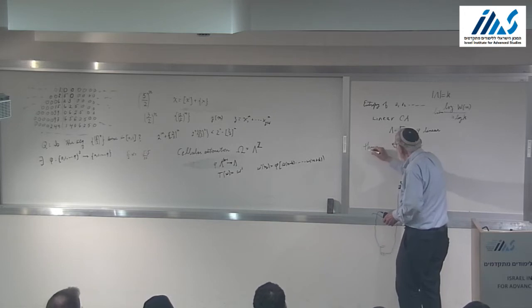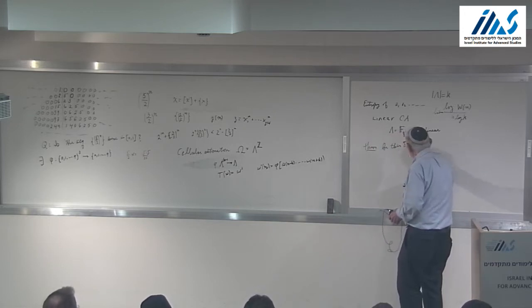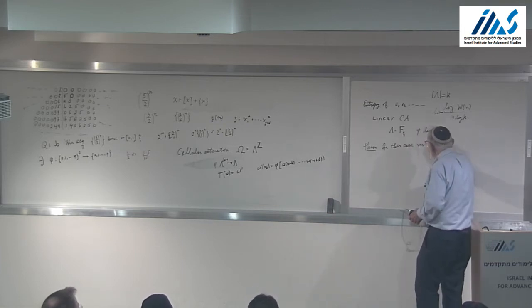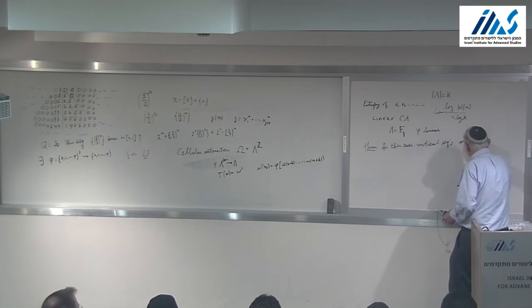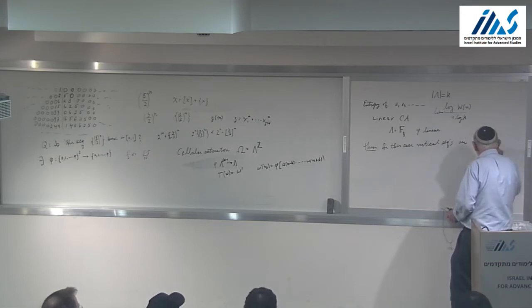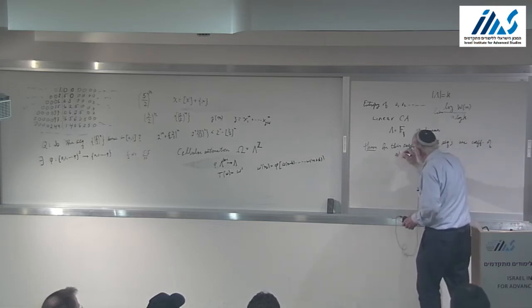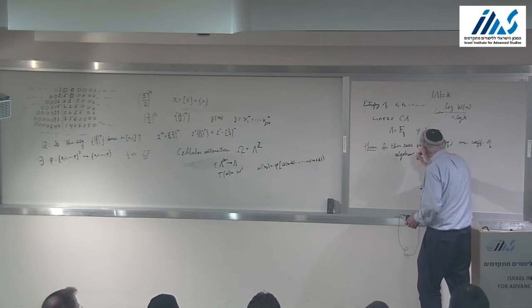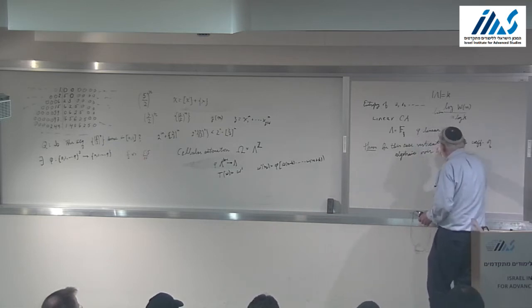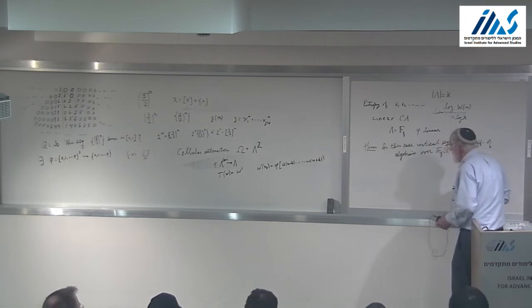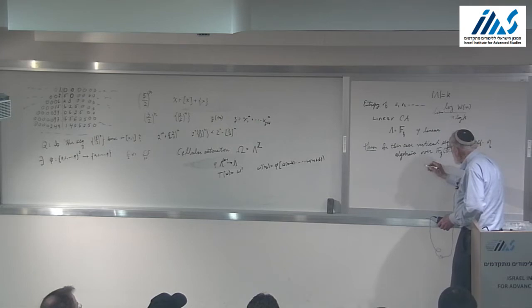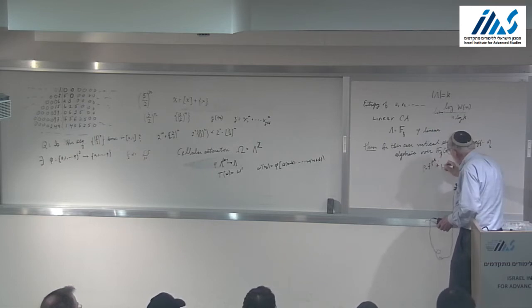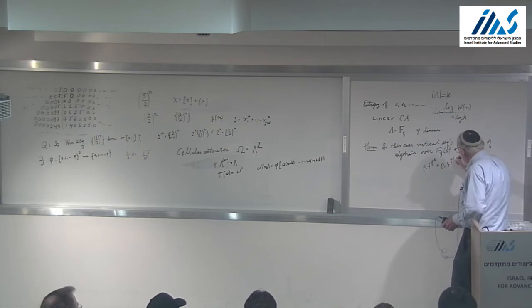As it turns out, theorem: in this case, the vertical sequences are coefficients of an algebraic function. In other words, a power series which is algebraic over F_q(T), let's say. This implies that the function F will satisfy an equation P_0 F^D plus P_1 F^(D-1), etc., where the P's are polynomials.